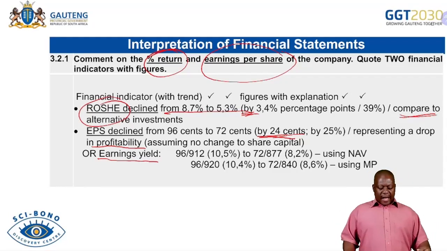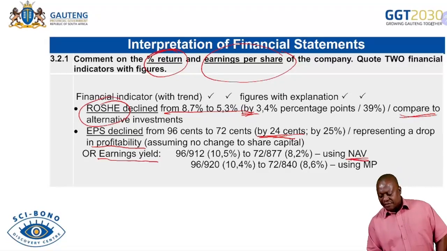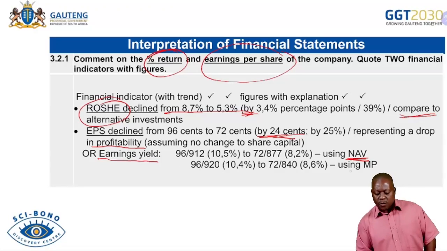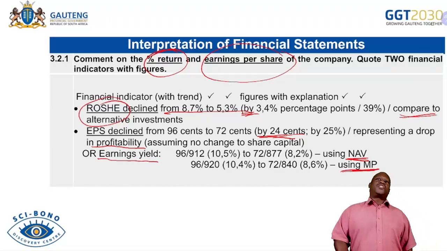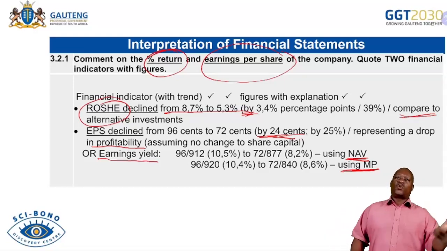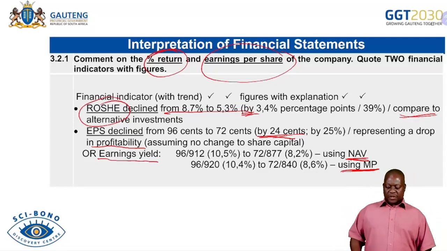To say now, let's compare the earnings to the net asset value. Or we can compare the earnings to the market price on the JSE. That's the reason why I was saying to you, always remember the ones they are related to, because it is that relationship that helps you to identify which one to work with and how to apply it.